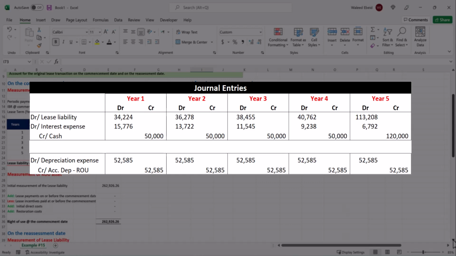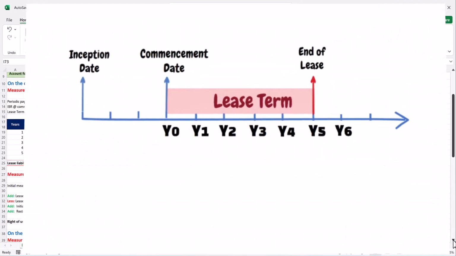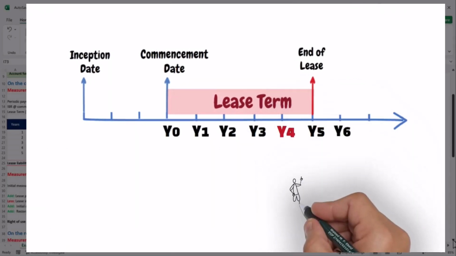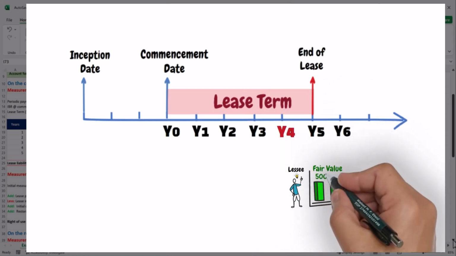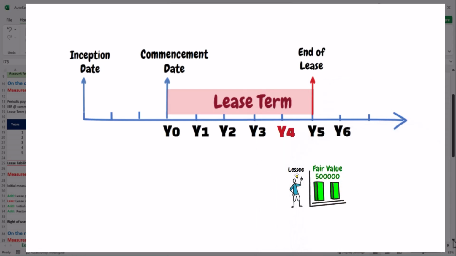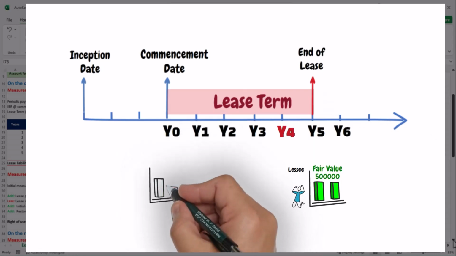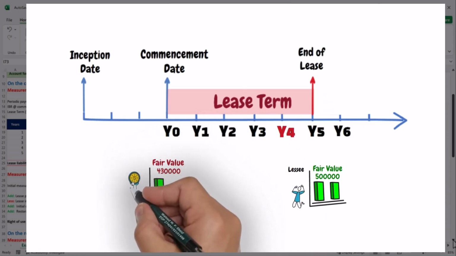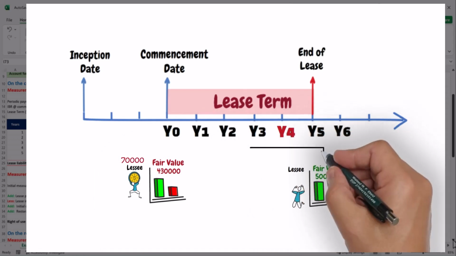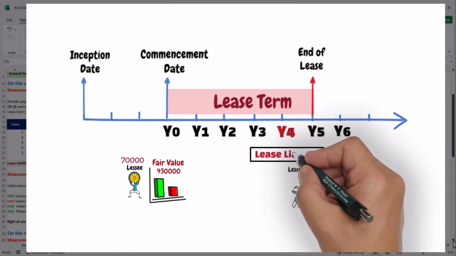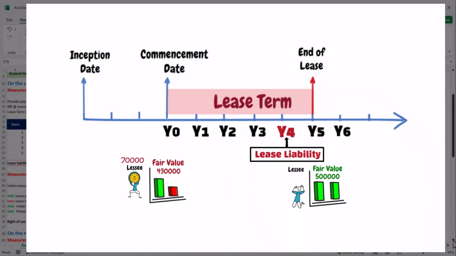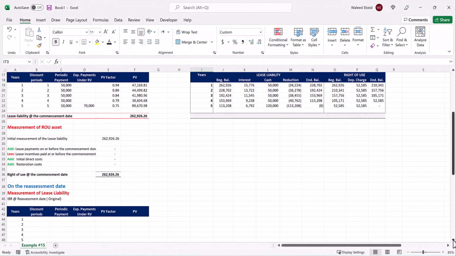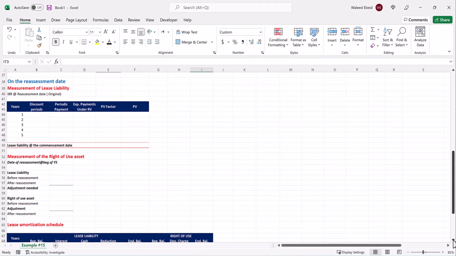Let us continue with our example. At the end of year 4, the lessee assessed that the fair value of the leased equipment when returned back to the lessor will be $500,000, and thus the lessee is not required to make any payment under residual value guarantee as was assessed on the commencement date. So, the lease liability should be reassessed again on the date of reassessment, the end of the 4th year. So let us redo the lease liability calculations.